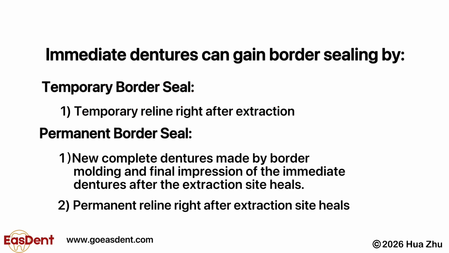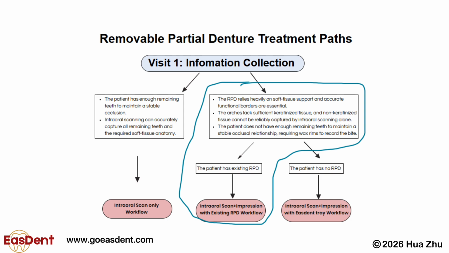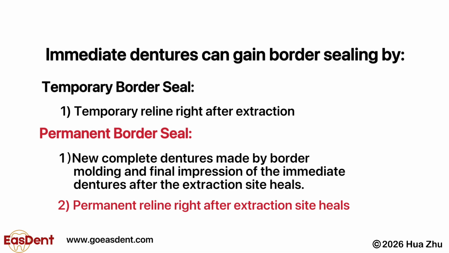As healing and bone resorption occur, retention will gradually decrease. After about 6 months, when the extraction site is healed, patients typically require one of the following. They will need new complete dentures. The immediate dentures can be used to take a final impression, capturing functional borders and accurate tissue anatomy. You can follow the duplicate denture with impression workflow to make these new complete dentures. Or they need a chairside hard reline to improve tissue adaptation and functional border seal.